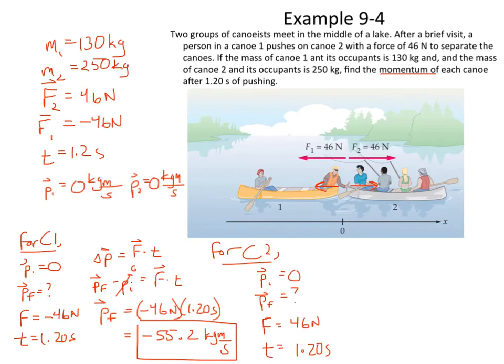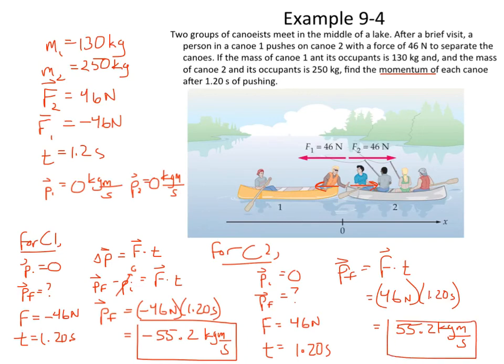What's the only difference right here? Well, this is going to be the same math as over here, but our final momentum, force times time, is going to be positive. It's going to be 46 newtons times 1.20 seconds, and that's going to be 55.2 kilogram meters per second. That's our units for momentum. Okay, so they have the same momentum.